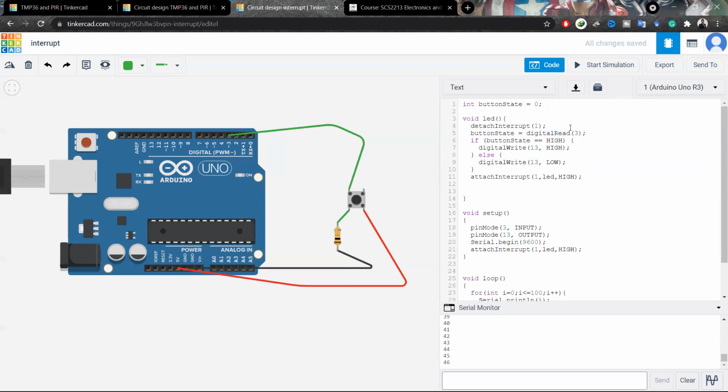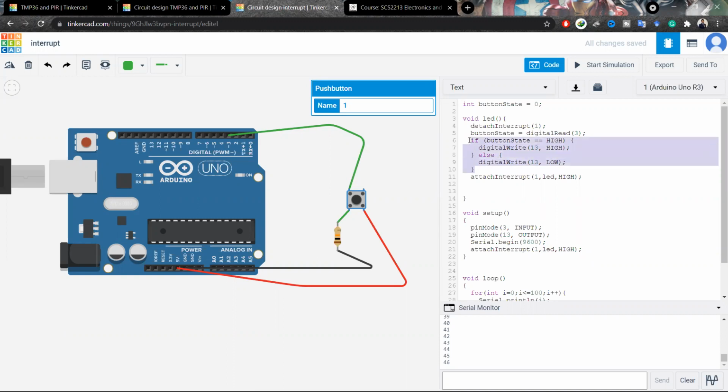Then I'm taking the state of my pin number 3, right? If it is high voltage, in that case, it should simply light up the LED now, right? I can simply digitalWrite that like this. If the button state is high, in that case, we digitalWrite 13 high voltage. Otherwise, I'm writing digital pin number 13 low voltage, right?